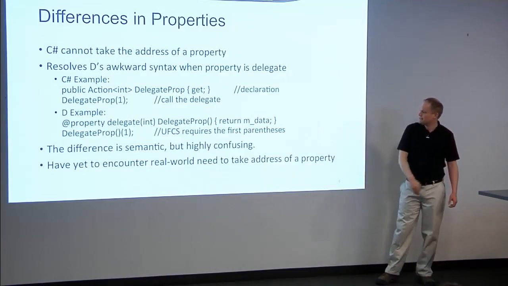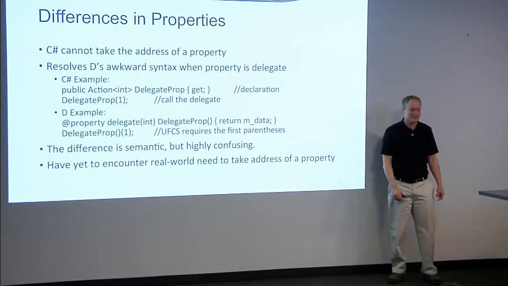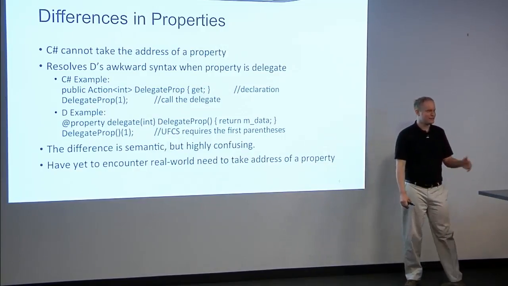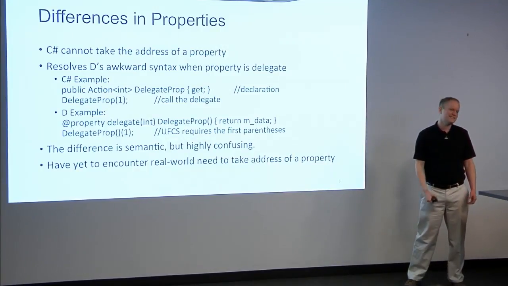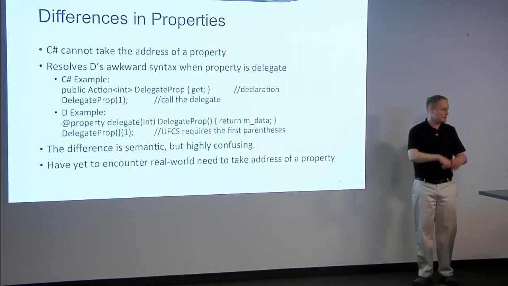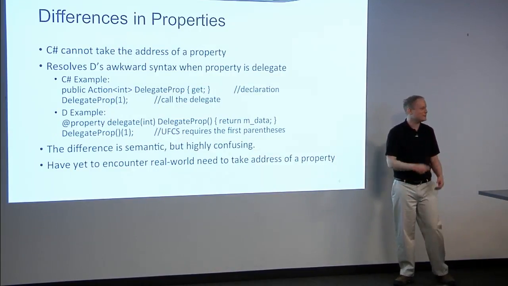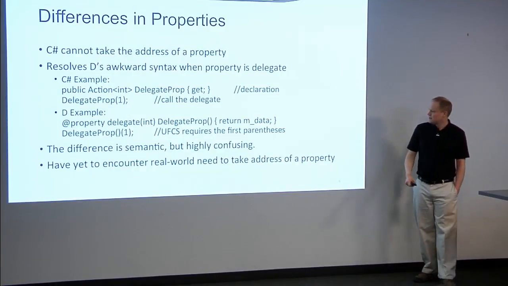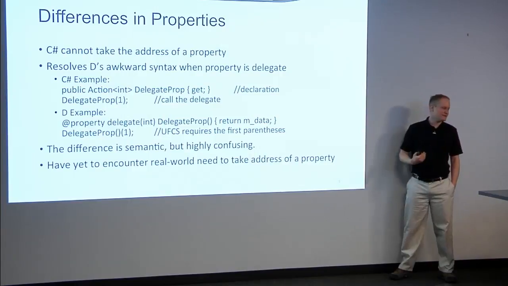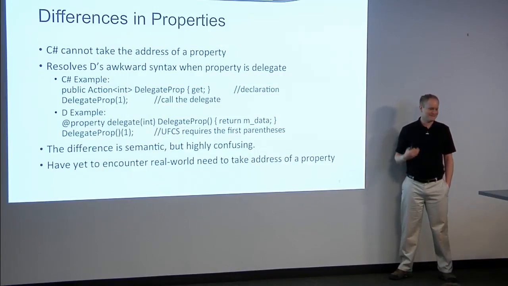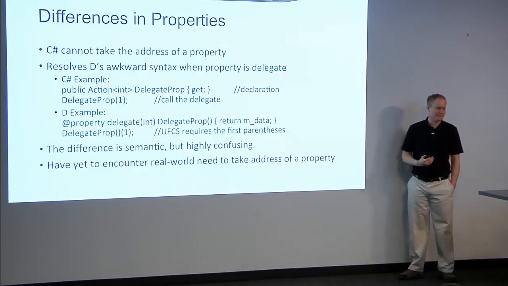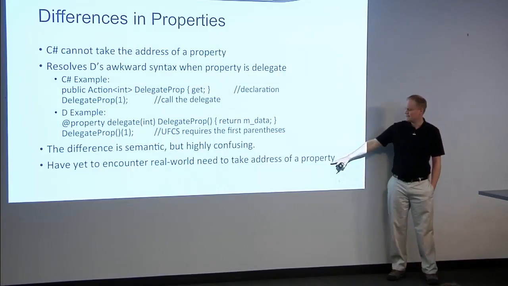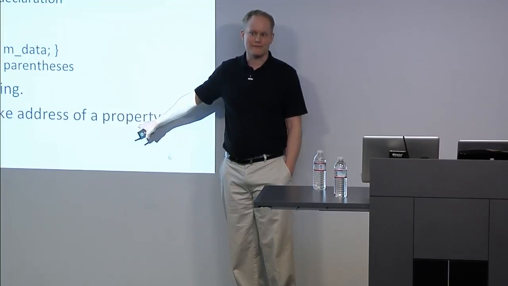UFCS requires in D that we do that double parens thing. And that kind of looks silly, and for a beginner, not really something that they're going to know, so they're going to get the address of the property, the compiler's going to go burp and fail. Personally, I've been writing C# since it came out. The second beta came out in 2001. Since then, I have never taken the address of a property, ever.